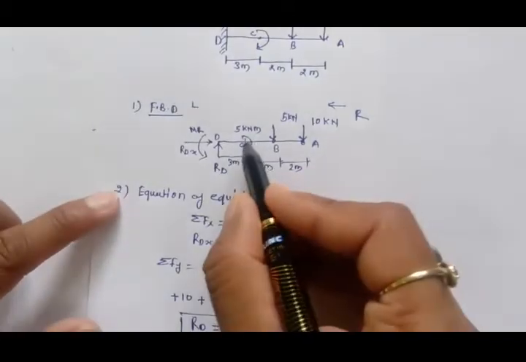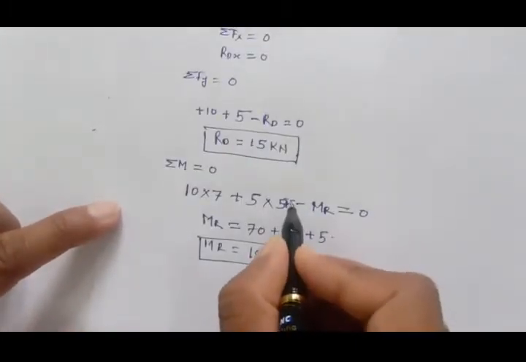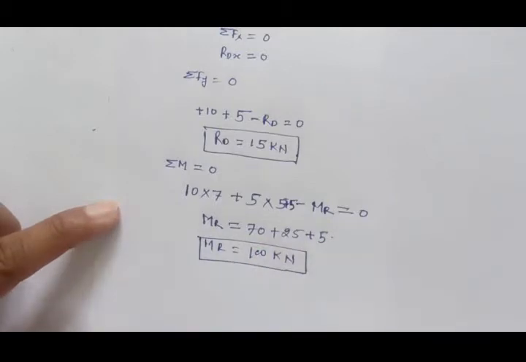Because one couple was there, it was missed, so we have taken this couple as plus 5 because the clockwise moment is there. So this is the 5 plus 5 minus MR.